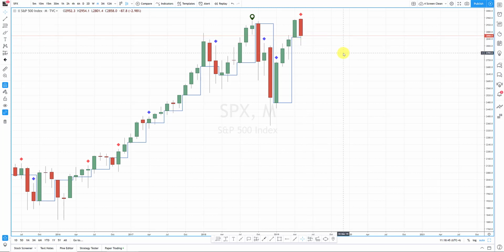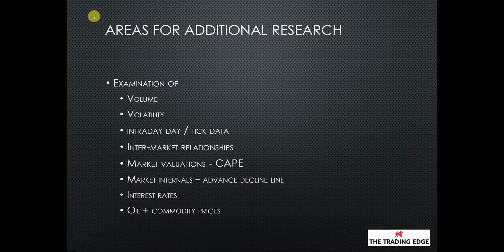Again, the goal is not to try to predict things, as I've alluded to many times in this presentation. The goal is simply follow price. If you follow price properly, you'll be on the right side of price when things go up, or ultimately when things go down. So to conclude, I'm just going to share a few more areas that I think are worthy of research and some resources for you.